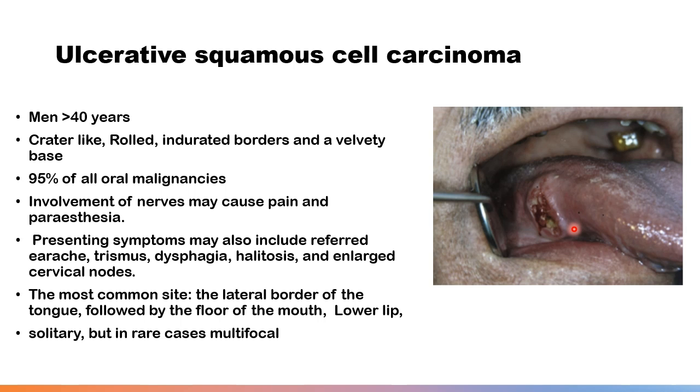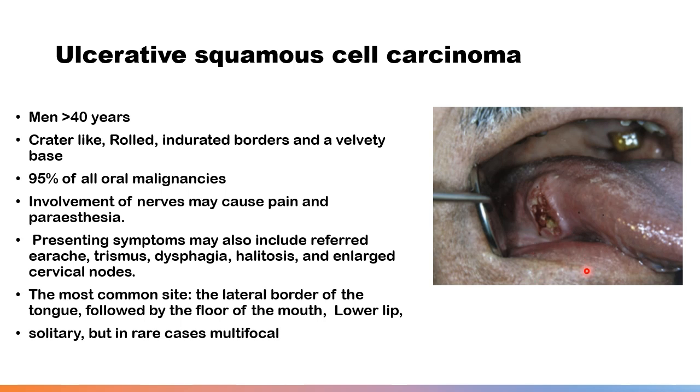They can be painless to start with, but if they involve any nerves, they can cause pain or paresthesia. Other presenting symptoms may include things like earache, referred earache, of course, trismus, dysphagia, halitosis, and neck nodes. The most common site would be like this, the lateral border of the tongue. They can also affect the floor of the mouth and the lower lip.